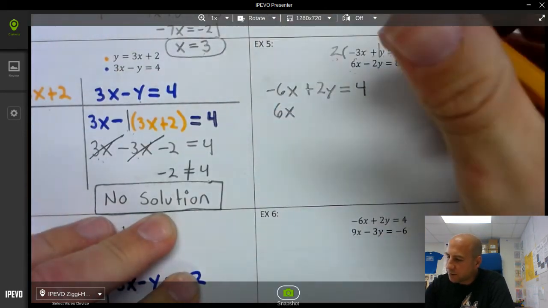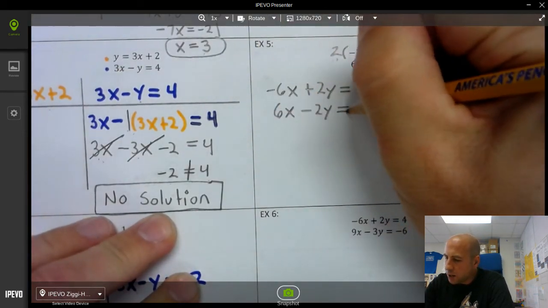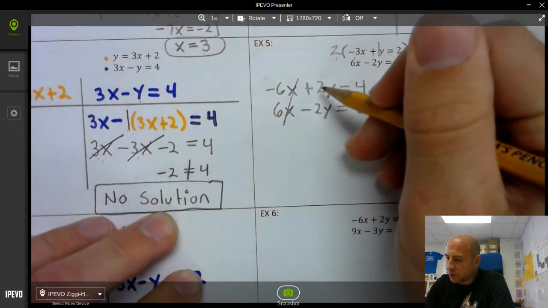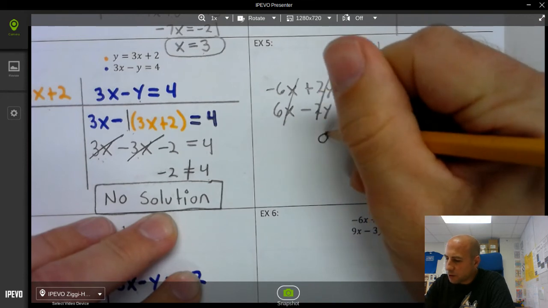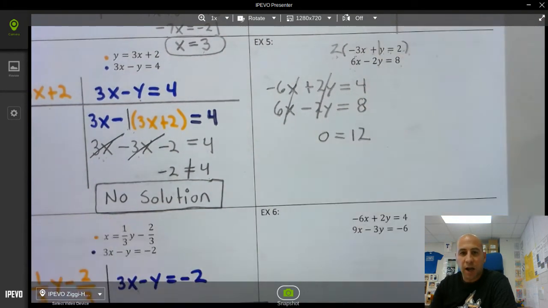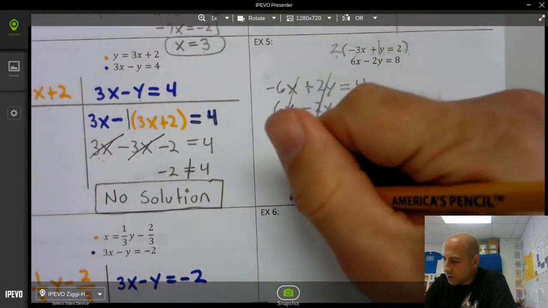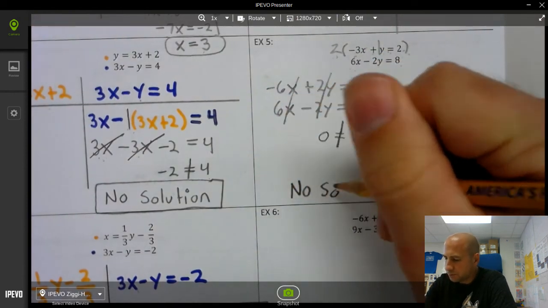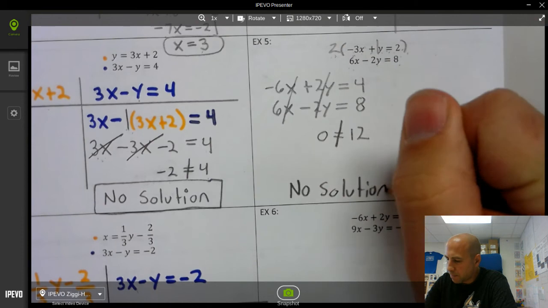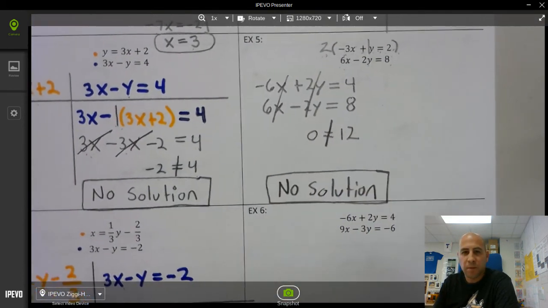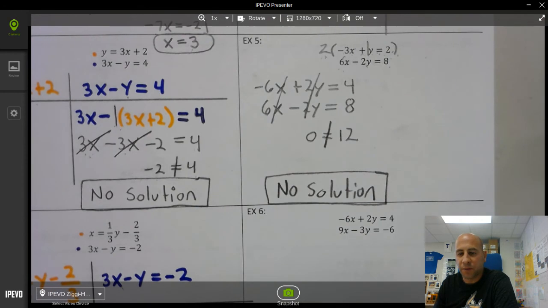So 6x minus 2y equals 8. Well, the x's cancel, become 0. The y's become 0. So you get 0 equals 12. And if both variables are eliminated and you're left with a false statement, then it's no solution. All right, so pause for a moment and finish up example 5.